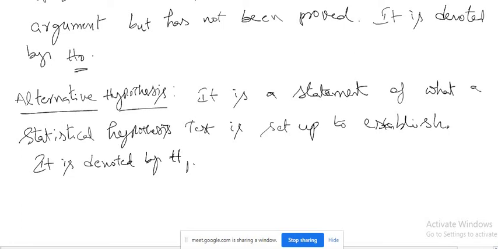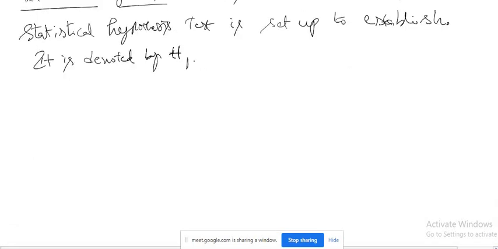Okay, right. Next. One is null hypothesis, another one is alternative hypothesis. Next definition: simple and composite hypothesis.